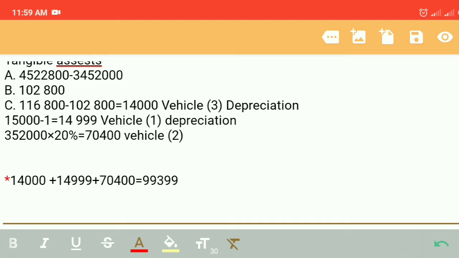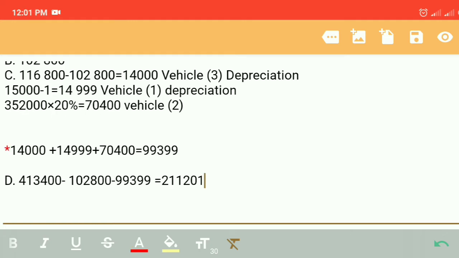So after, we are going to D now. At D, look at the table. We have found the answer at B and C. Now we are left with D. The answer at B, remember guys, was 102,800. That was the answer at B. And the answer at C was 99,399, which was the depreciation.